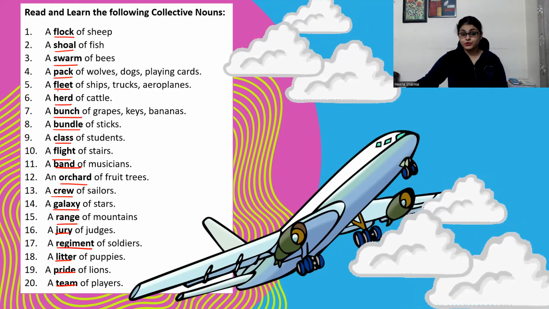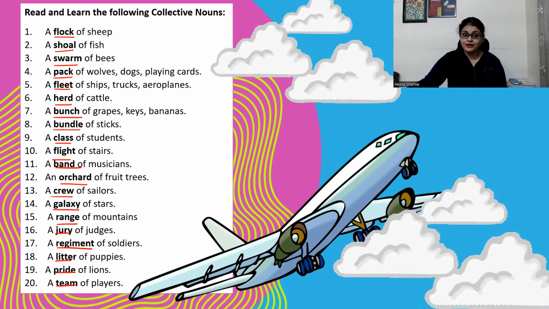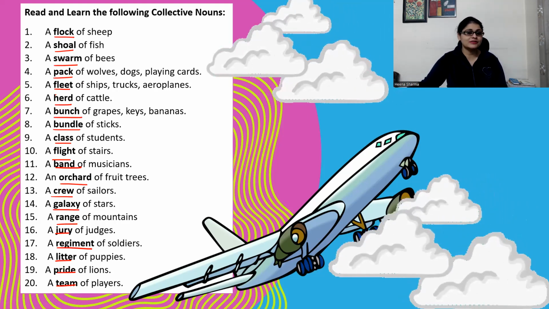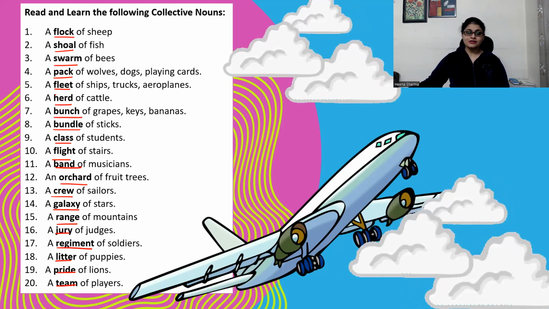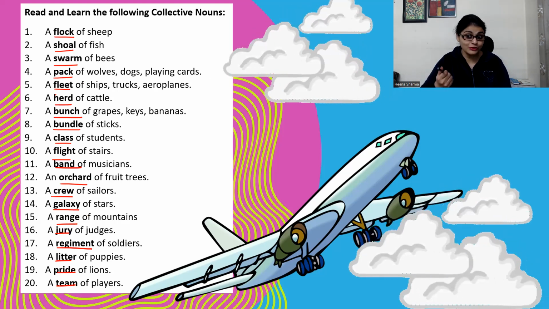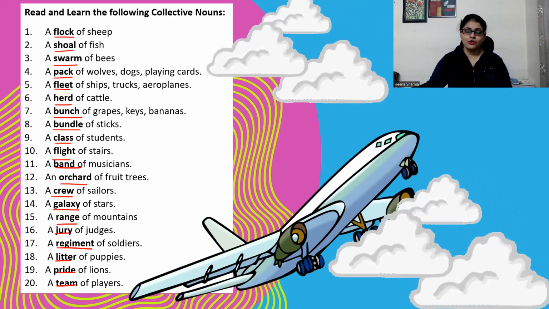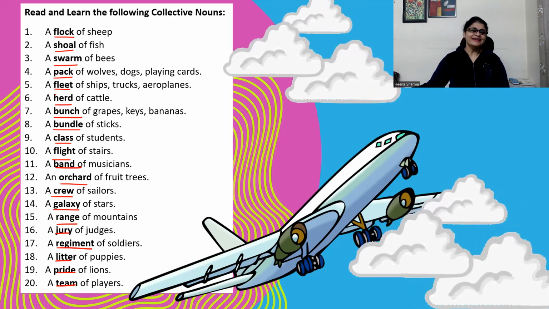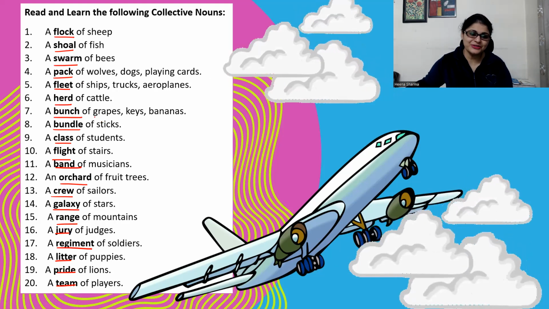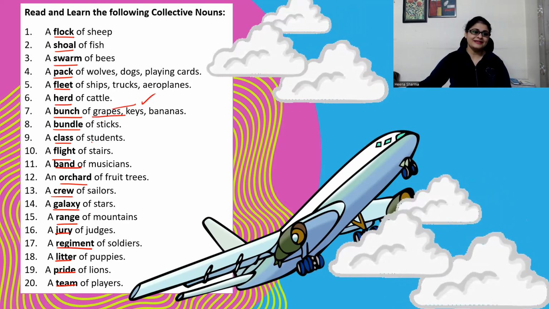Flock of sheep, shoal of fish, swarm of bees, pack of wolves, dogs, playing cards, fleet of ships, trucks, aeroplanes, buses also I told you, herd of cattle, bunch of grapes. Haha, it's all out now. So yes, the third word which I was asking you to tell me is grapes.